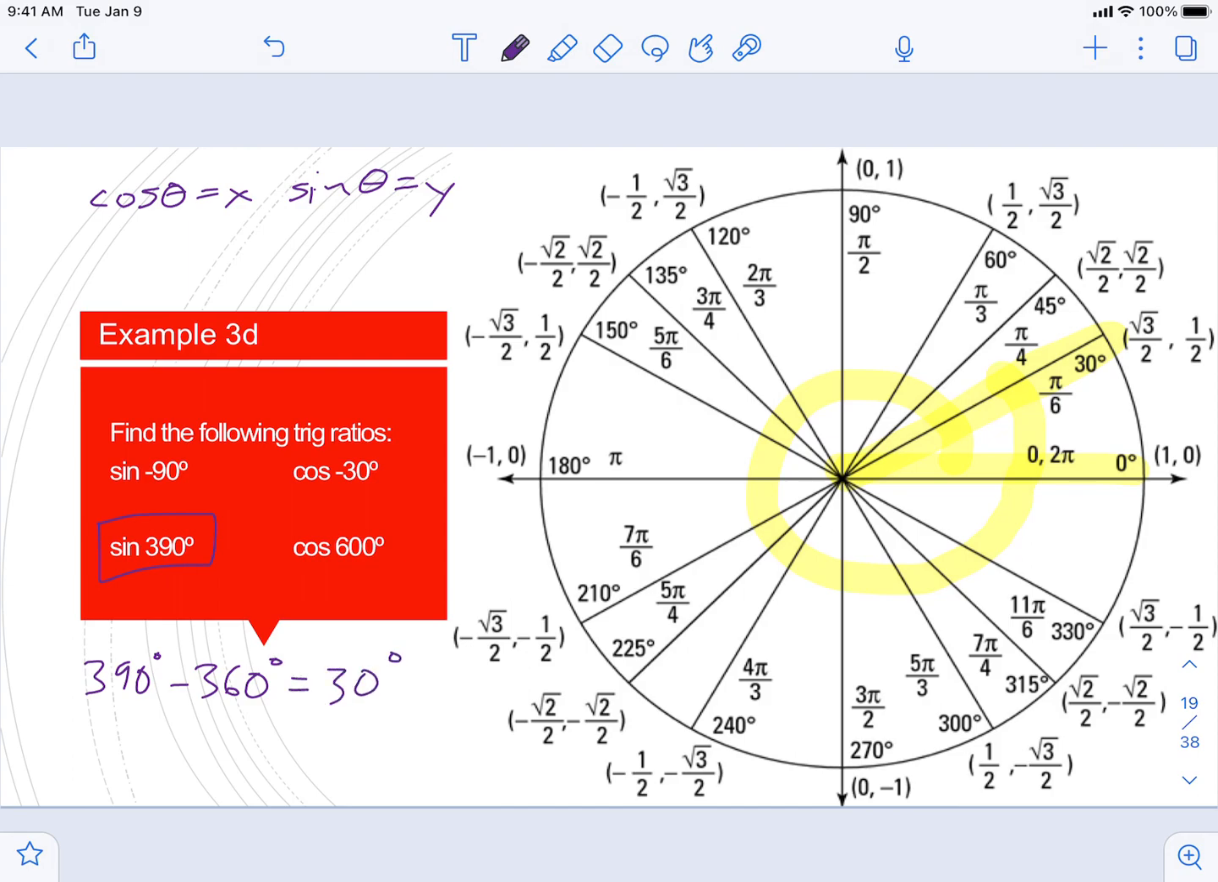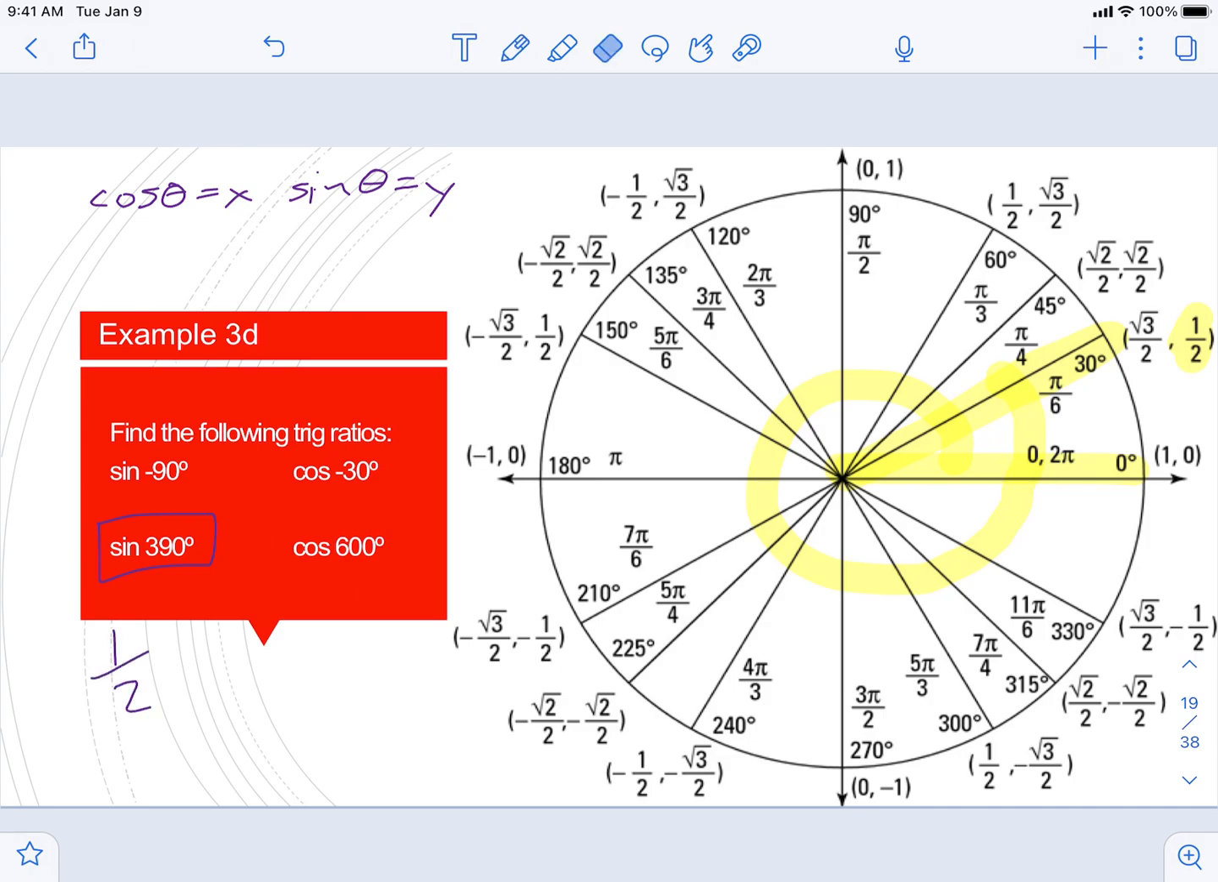We could have also added 360 to the 2 negative angles, the sine of negative 90 and cosine of negative 30, to come up with our coterminal angles. All right, so anyway, sine of 390, it's the same thing as sine of 30. Sine is the y value, and so sine of 390 degrees is positive 1/2.